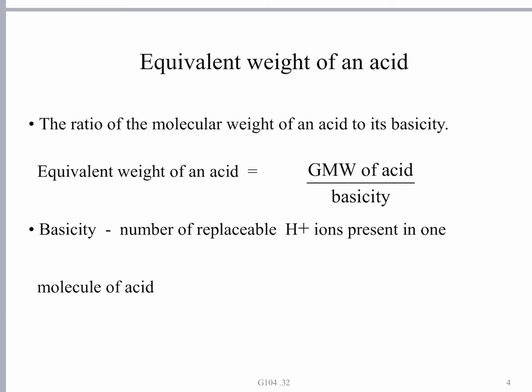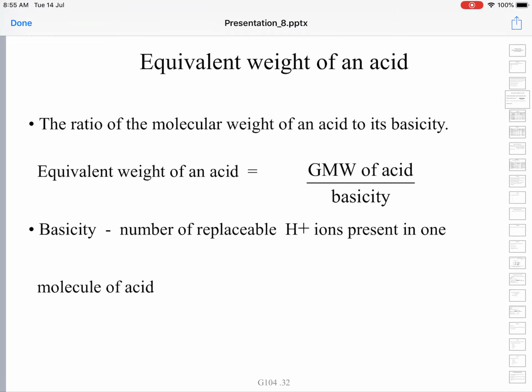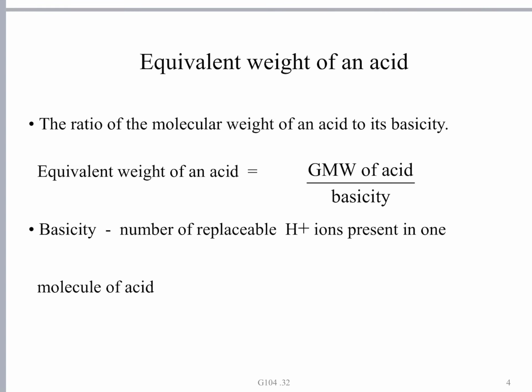Even though there are 4 hydrogen atoms in the acetic acid, its basicity is only 1. Okay, so that is the basicity. In the case of HCl, basicity is 1, H2SO4 basicity is 2, H3PO4 basicity is 3, formic acid HCOOH basicity is only 1, and CH3COOH acetic acid basicity is only 1. You understand that?